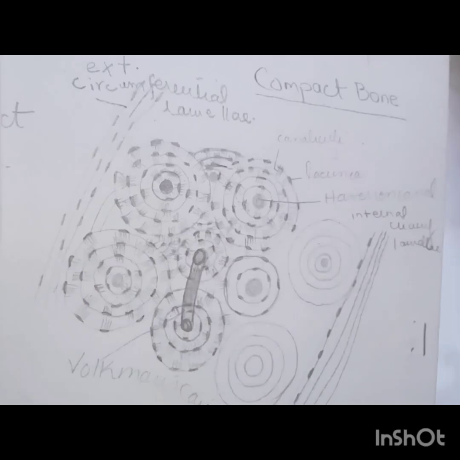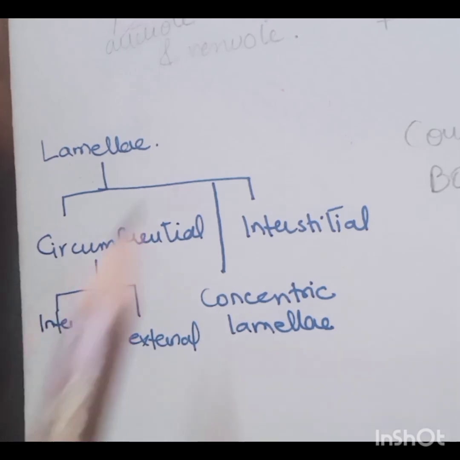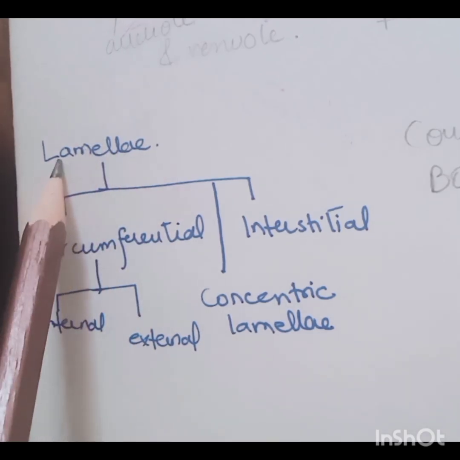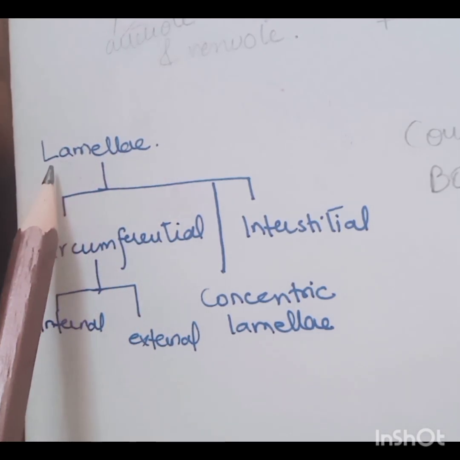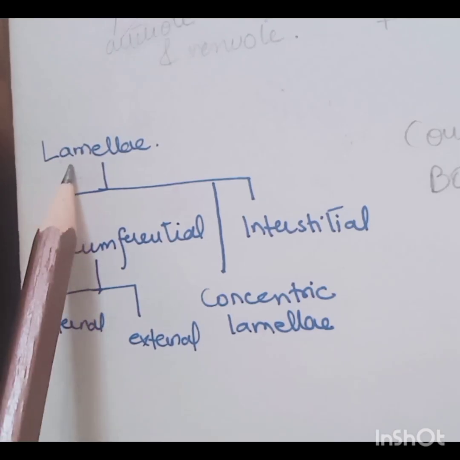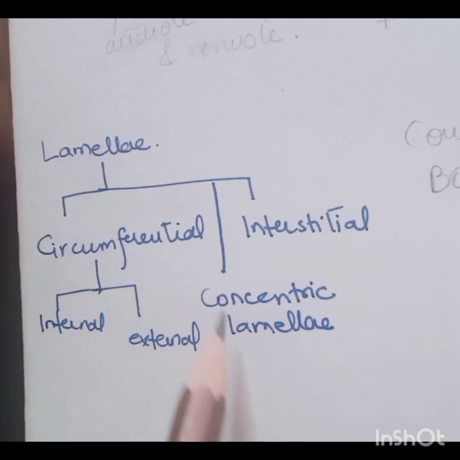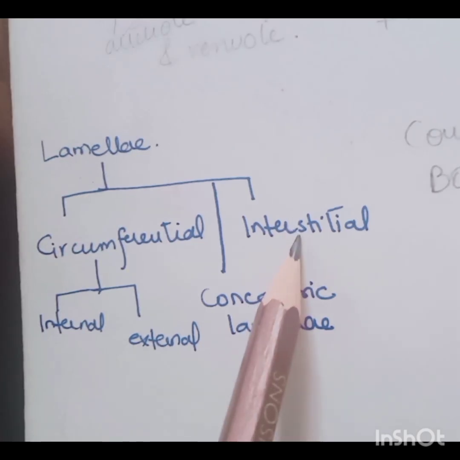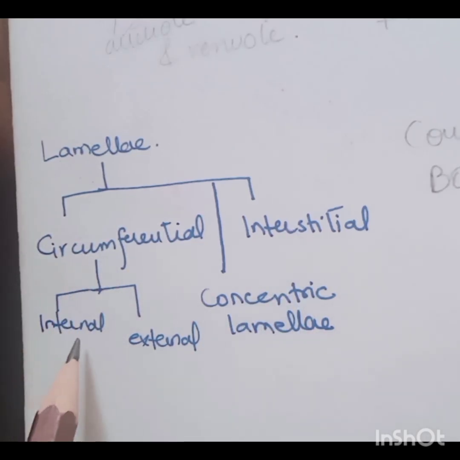So there are a few things that I would like to summarize for you. Lamellae are the rims, or you can say the plates, of bony tissue or bony matrix, which are of three types: the circumferential, the concentric, and the interstitial lamellae. The circumferential lamellae are of two types, the internal and the external. The external one is located beneath the periosteum, and it usually contains the Sharpey's fibers. The Sharpey's fibers are the periosteal extensions that extend into the bony tissue.